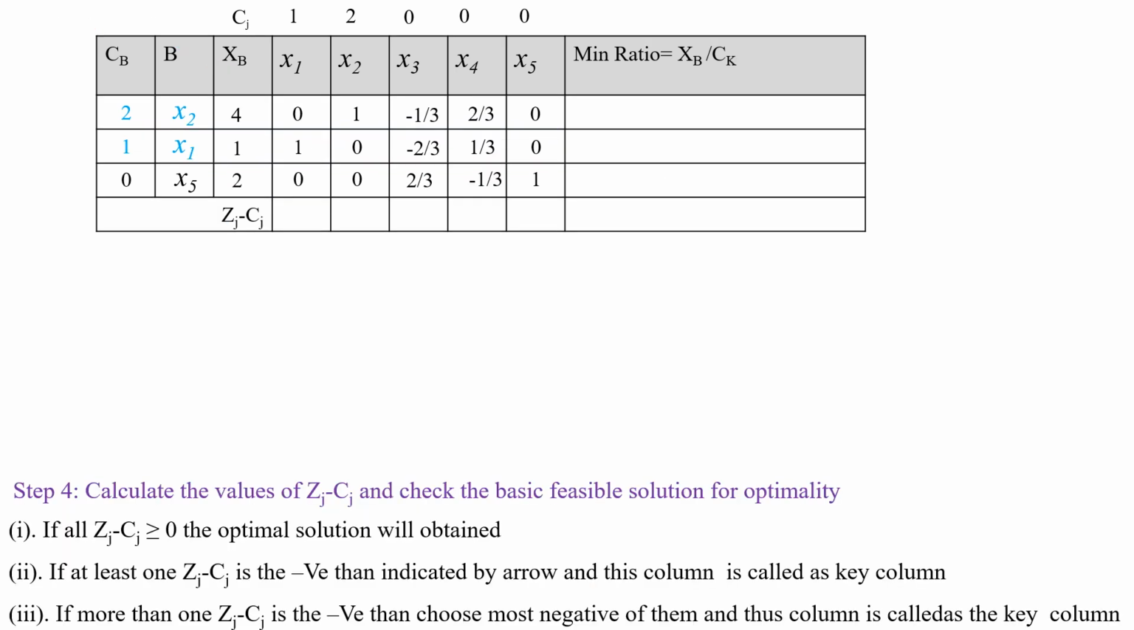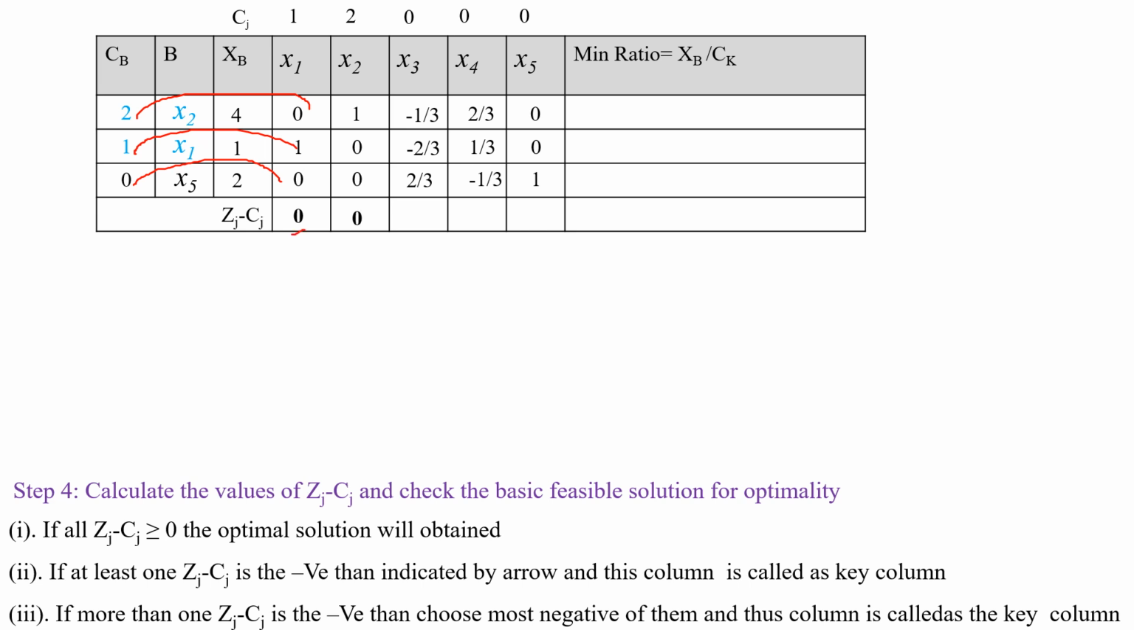So next we have to calculate the Zj minus Cj values for the x1 column. So the Zj minus Cj value is 2 into 0 plus 1 into 1 plus 0 into 0 minus of 1, it is 0.